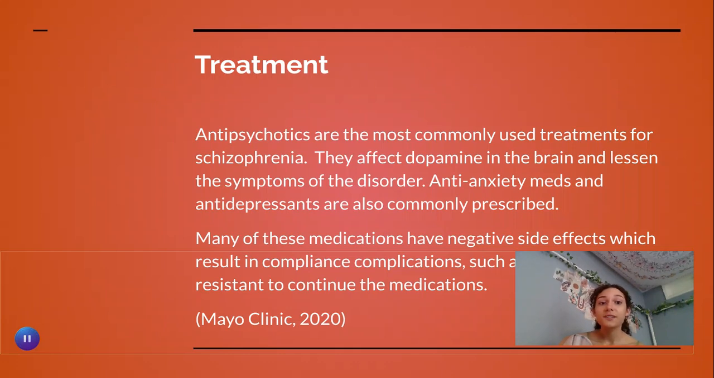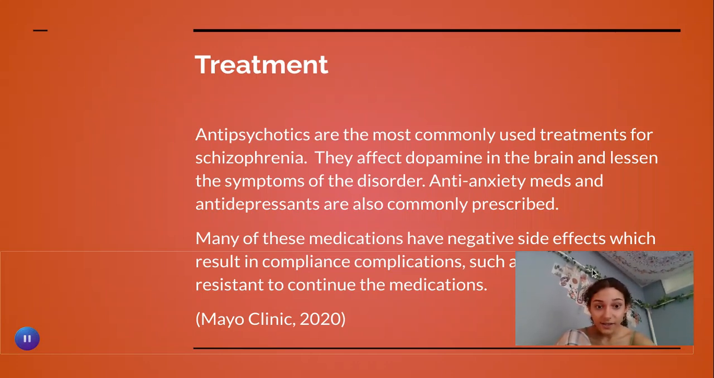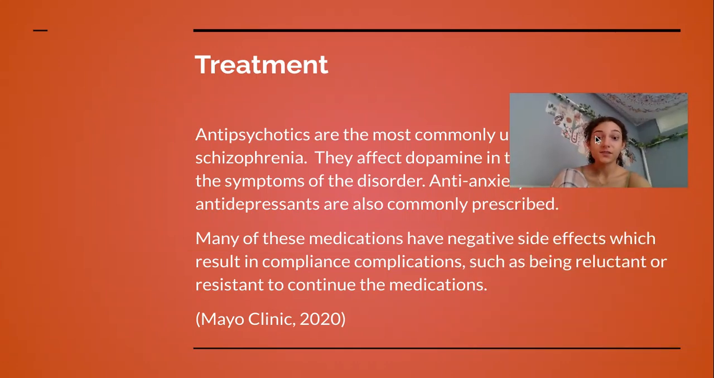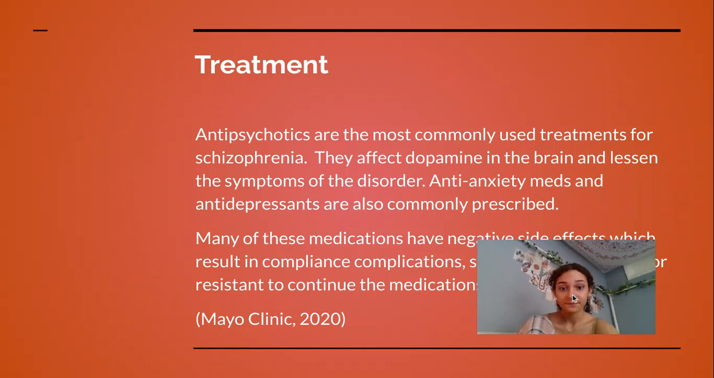Antipsychotics are the most commonly used treatments for schizophrenia. They affect dopamine in the brain and lessen the symptoms of the disorder. Anti-anxiety meds and antidepressants are also commonly prescribed. Many of these medications have negative side effects, which result in compliance complications, such as being reluctant or resistant to continue the medications.